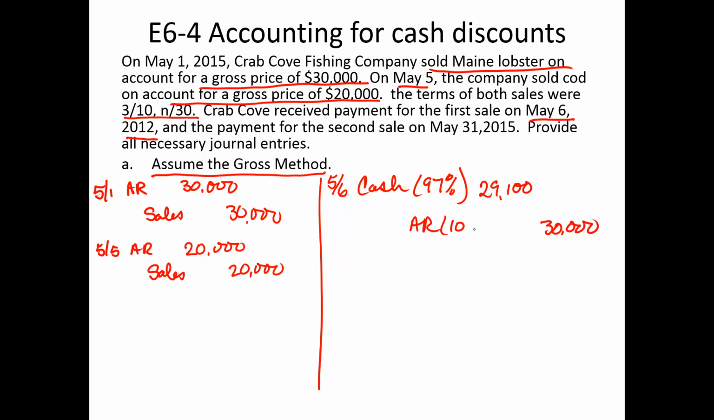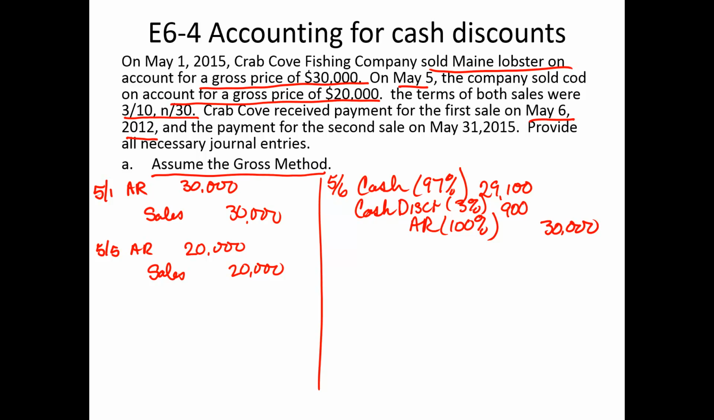Now, as you can see, if we don't have some way to handle the 3% discount, we would be sending that customer another bill, and they would be a little perturbed with us because, remember, they paid early to get this cash discount. So we're going to debit a contra revenue account called cash discount or sales discount for the 3%.